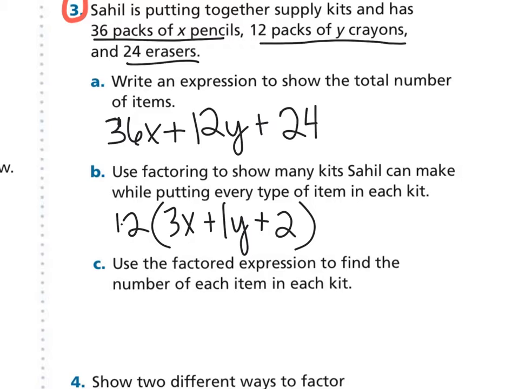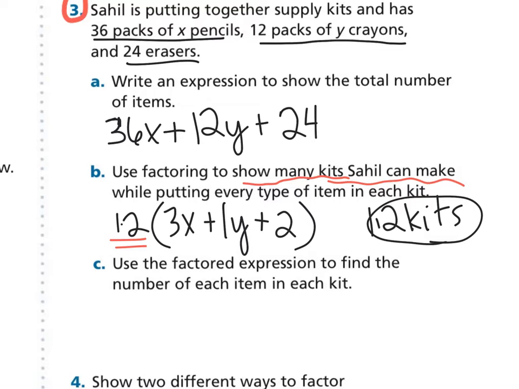Now, it says showing how many kits Sahil can make. The fact that we were able to divide this by 12, everything was divisible by 12, that means that he actually made 12 kits. Sorry, 12 kits should be there.